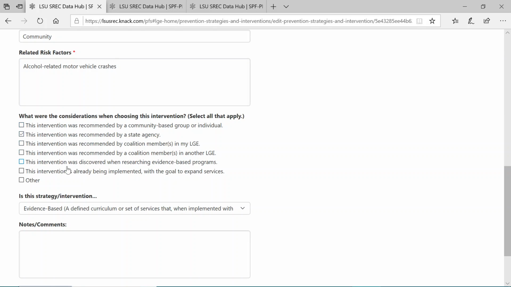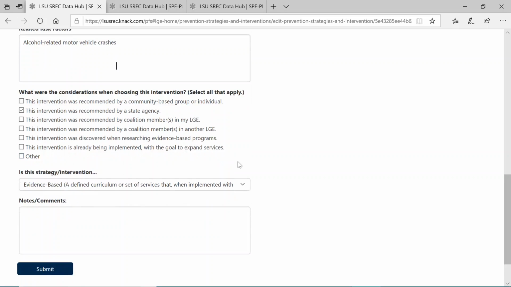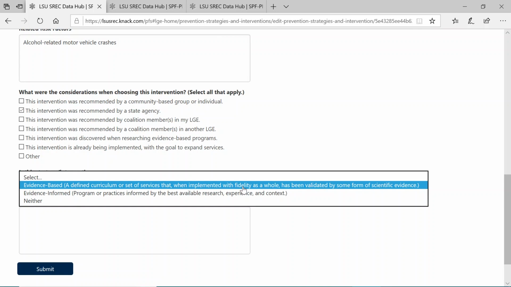You can choose any of these that apply, however you came to know about the intervention or your coalition decided to adopt the intervention. And last thing we want to know is, is this an evidence-based program, an evidence-informed program, or neither? An evidence-based program is a program that has a defined curriculum or set of services that, when implemented with fidelity as a whole, has been validated by some form of scientific evidence.